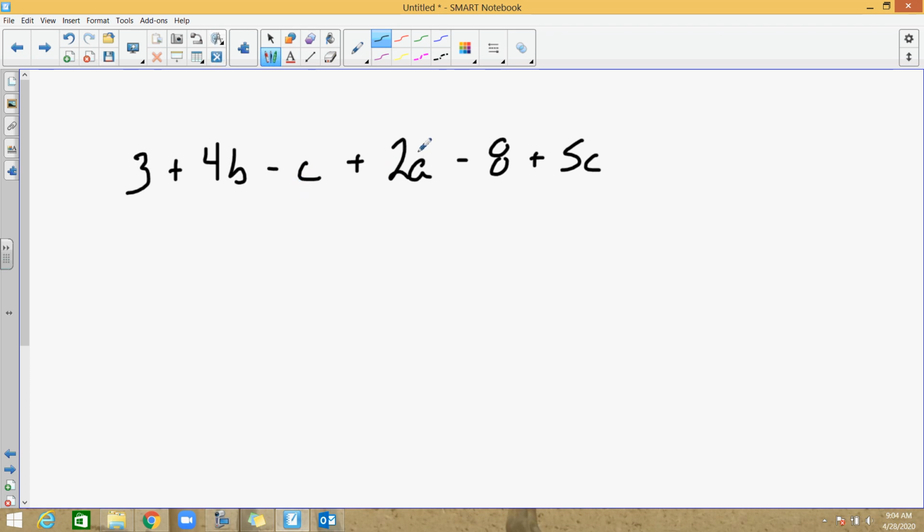All right. So how I do this is I do this a little different than most. The first thing we have to understand is, where do we start? Well, I have to figure out how many terms I have. And when I do, the addition and subtraction actually separates my terms. So I have a 3, which is a term. I have a positive 4b, which is my second term. I have a negative c, my third. Positive 2a is my fourth. Negative 8 is my fifth. And a positive 5c is the sixth.